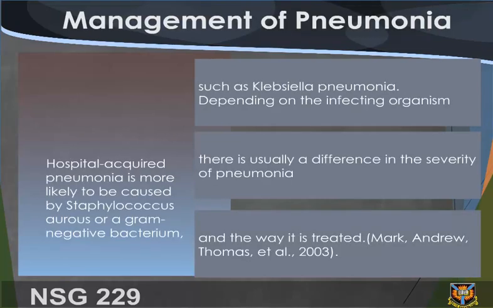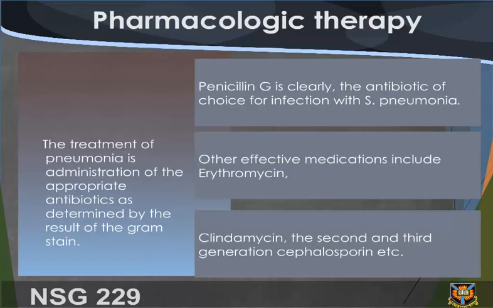Management of pneumonia. Hospital-acquired pneumonia is more likely to be caused by Staphylococcus aureus or a gram-negative bacterium, such as Klebsiella pneumoniae, depending on the infecting organism. There is usually a difference in the severity of pneumonia and the way it is treated. Mark, Andrew, Thomas, et al., 2003.